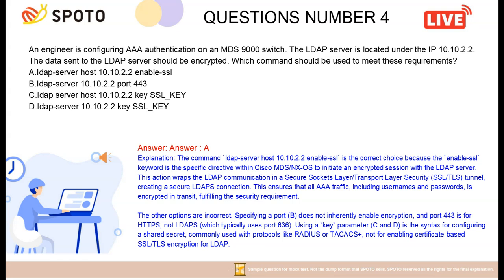The other options are incorrect. Specifying a port, B, does not inherently enable encryption, and port 443 is for HTTPS, not LDAPS, which typically uses port 636. Using a key parameter, C and D, is the syntax for configuring a shared secret, commonly used with protocols like RADIUS or TACACS+, not for enabling certificate-based SSL/TLS encryption for LDAP.